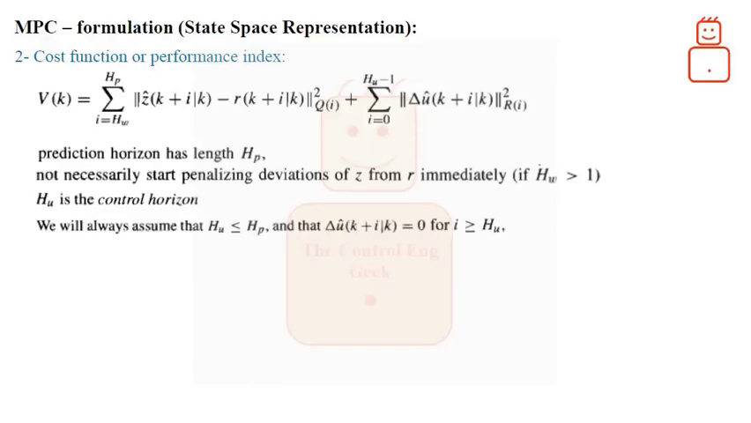Usually, we assume that h sub p is greater or at least equal to h sub u and thus all changes in the control prediction are 0 beyond h sub u. This means that u hat for k plus i remains constant for i equal or greater than h sub u.